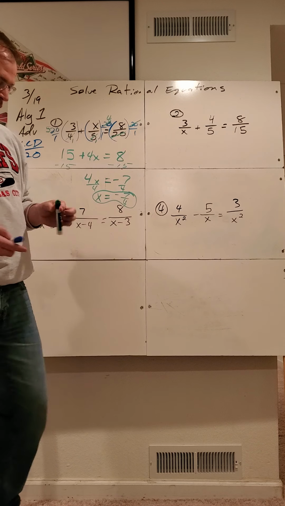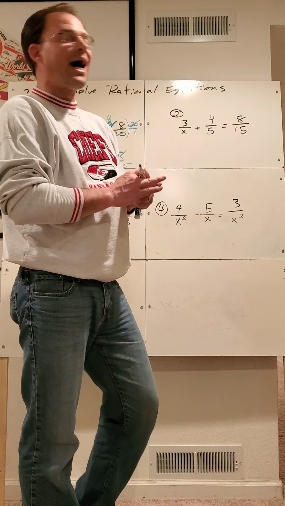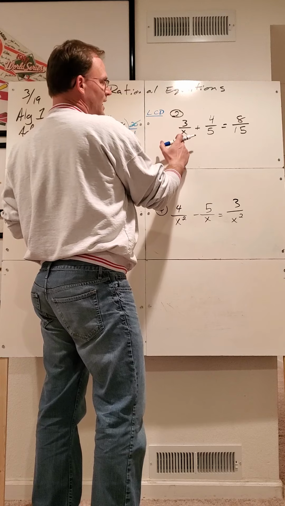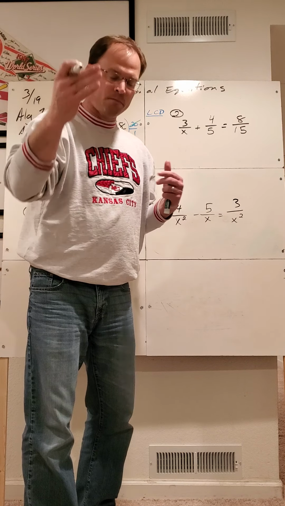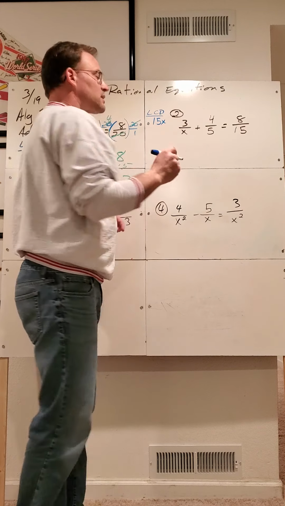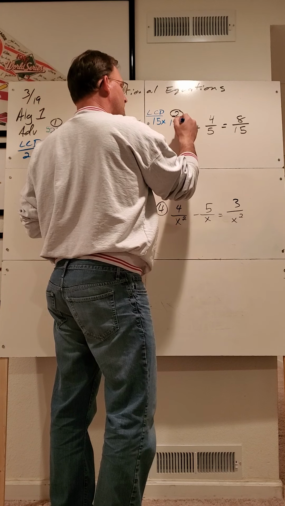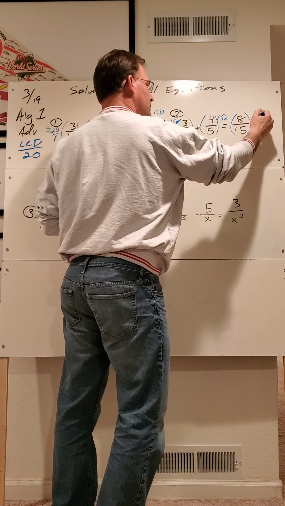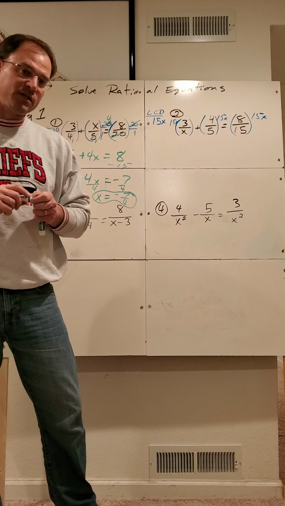All right, we flash forward to number 2. Again, I need to figure out what I'm going to multiply by. I need to find my LCD. I got an x, I got a 5, and I got a 15. What would all three of those get into? Exactly right, 15x. So now I'm going to go through and I'm going to multiply each one by 15x. Each term in your equation gets multiplied by 15x.